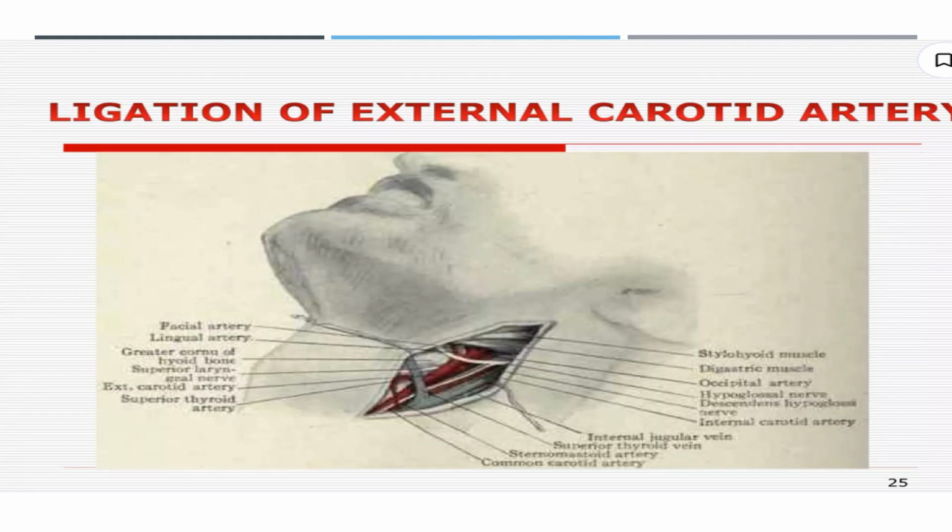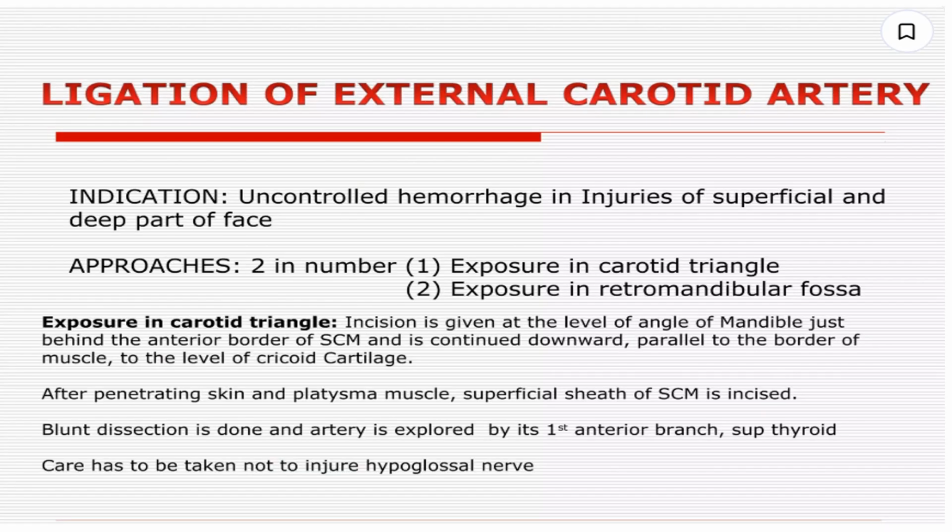Coming to the ligation of the external carotid artery, the indication is uncontrolled hemorrhage in injury of the superficial and deep parts of the face. There are two approaches for the ligation of the external carotid artery: one is exposure in the carotid triangle and the other is exposure in the retromandibular fossa. For exposure in the carotid triangle, an incision is given at the level of the angle of the mandible, just behind the anterior border of the sternocleidomastoid, in which area the external carotid artery runs, and is continued downward parallel to the border of the muscle to the level of the cricoid cartilage.